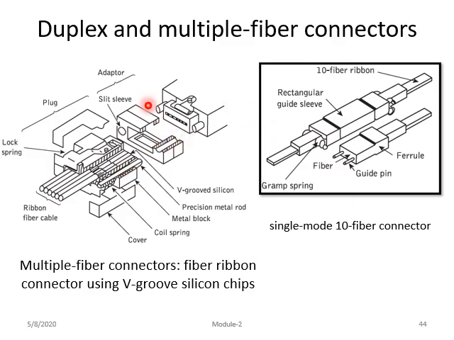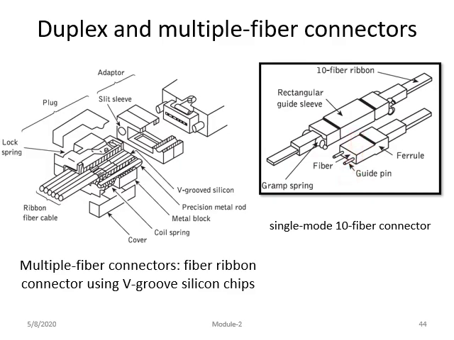So how does it need to be connected? Something like a mechanical sleeve, a V-groove section, is going to be placed at one end, and the other end needs to be connected. So this is a multiple fiber connector, a fiber ribbon connector using a V-groove silicon chip, which is considered here. This is for 10 fibers. This is for multiple fibers connected together with the help of connectors.